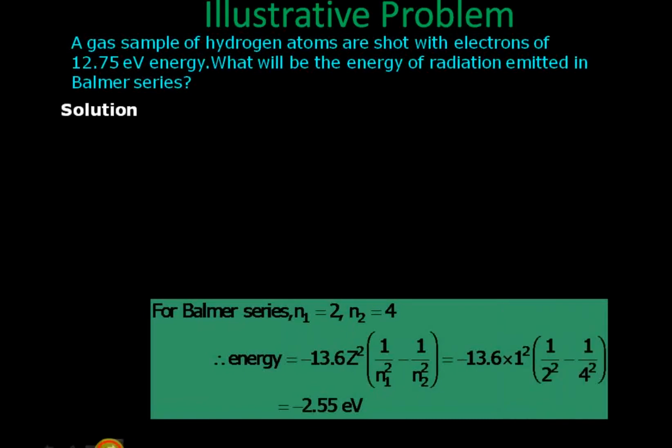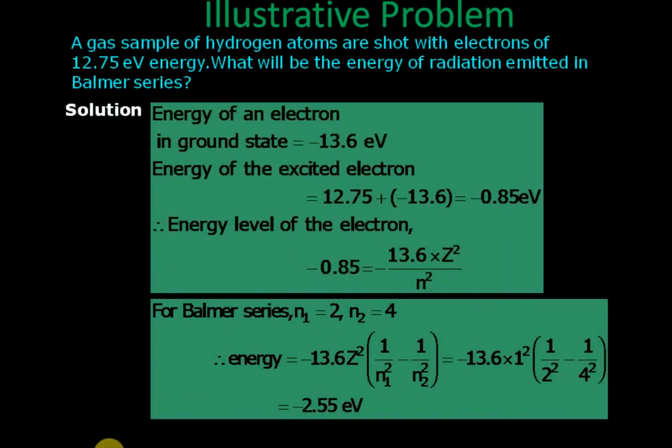So here the energy of an electron in ground state, we know, is minus 13.6 electron volt in hydrogen atom. What will be the energy of the excited electron? Energy imparted is 12.75, and the energy in ground state is minus 13.6. So the energy in excited state of the electron will be 12.75 plus minus 13.6, that comes out to minus 0.85 electron volt.